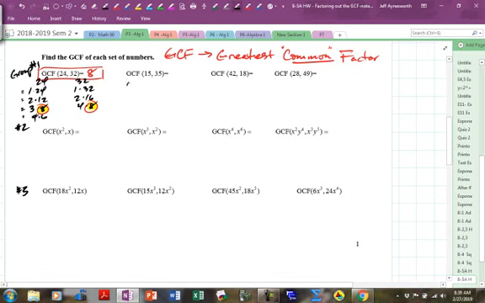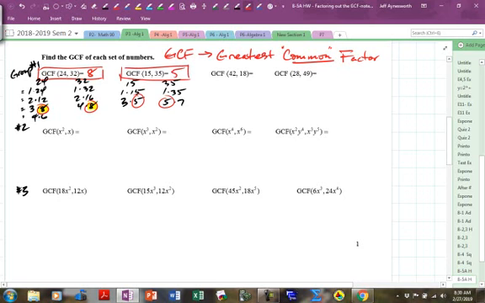So let's take a look at 15. So 15 is 1 times 15, 3 times 5. That's it. 35. These two don't have very many factor pairs. First one, 1 times 35, and the second one is 5 times 7. And if you compare, we have the common factor of 5. 5 divides into both of them, right? It's called a common factor. So the GCF of 15 and 35 is 5.